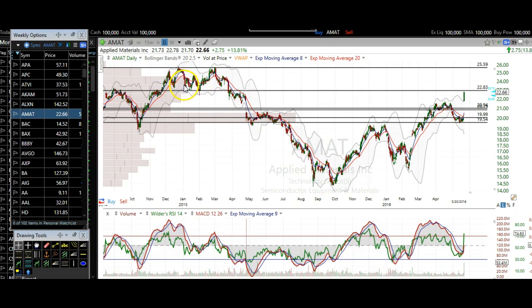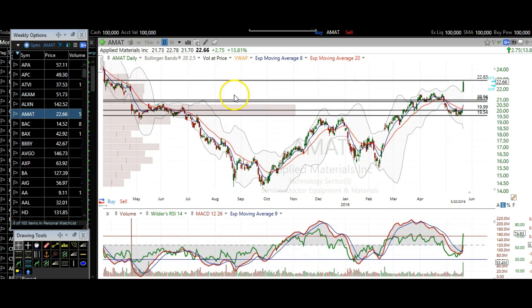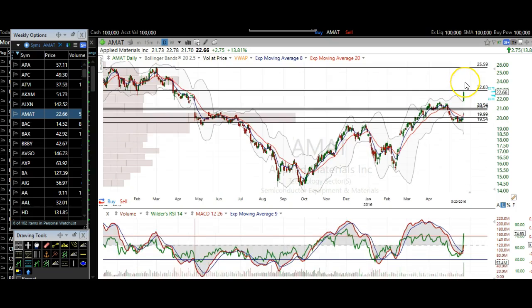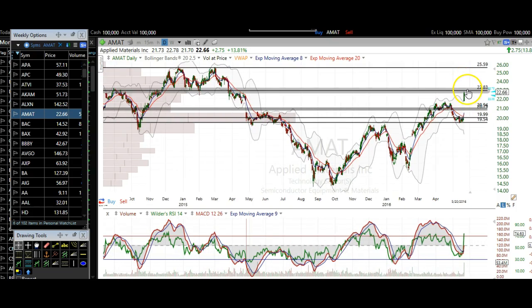So that's a box. So we've got thick resistance, and as you can see, if you scroll in over here, you can see it tried to break over it from the bottom side over there. So it's again resistance, and we're coming back up right to that same level. Okay, that is big resistance. Until it breaks over that, I'm going to assume that AMAT is going to be coming down.